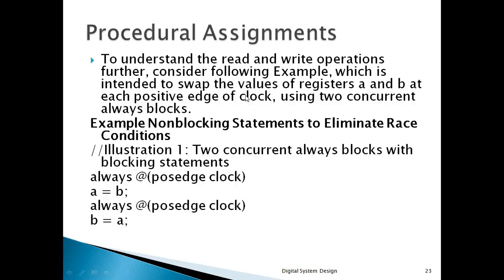Now another example, related to swapping the values of registers A and B at each positive edge of clock using two concurrent always blocks. This example uses non-blocking statements to eliminate race conditions. Race conditions are about assigning the value in a non-deterministic manner.